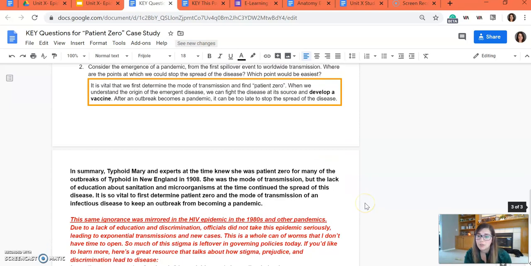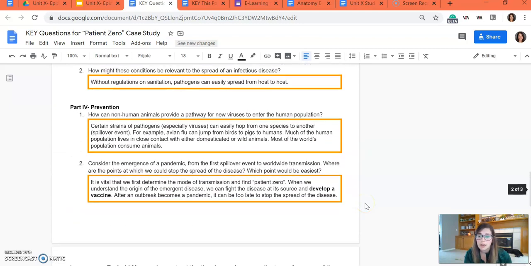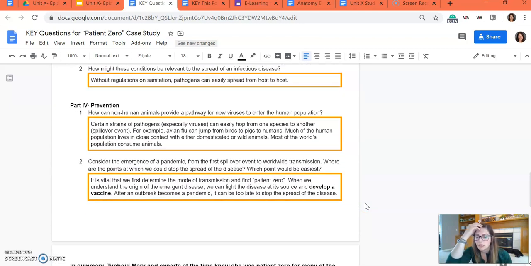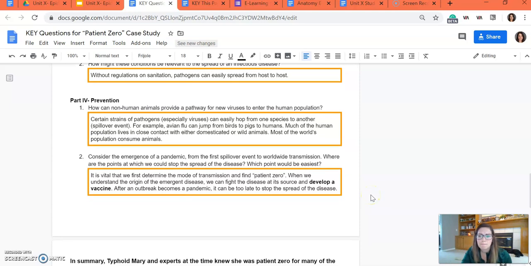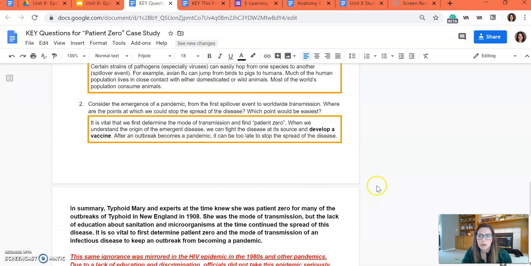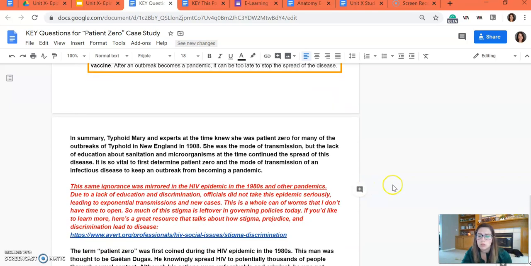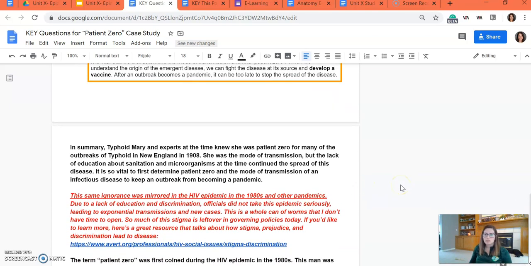All right, so I just have a few closing thoughts here about this case study, because I know, especially towards the end, we started to talk about stigmas and discrimination. I don't want to get too political, but I feel like it's important to mention some points here.